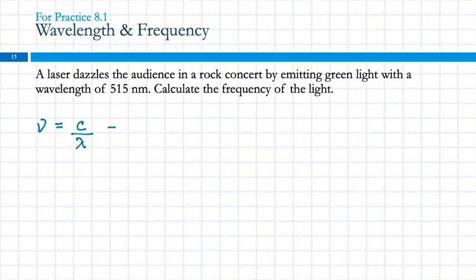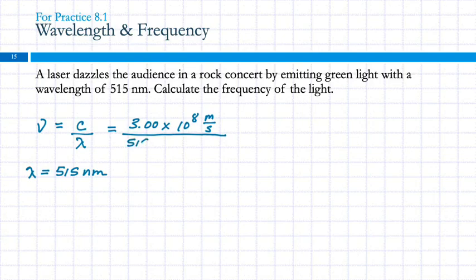So the speed of light, and this would be given to you on an exam. I don't necessarily expect you to remember this. 3 times 10 to the 8th meters per second. And we want to divide that by the wavelength. The wavelength is 515 nanometers, we're told in the problem. Now, if I put that in here, 515 nanometers, is nanometers going to cancel with meters?